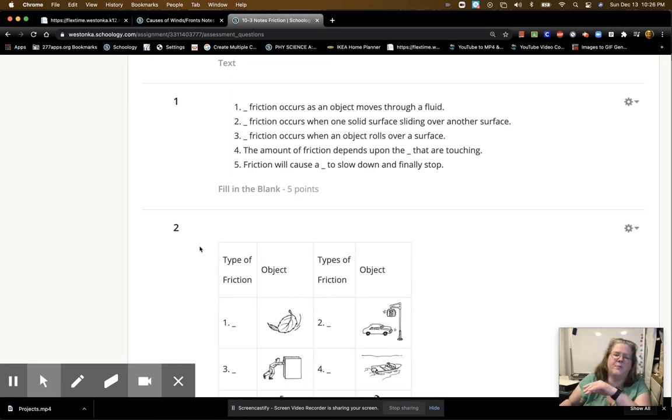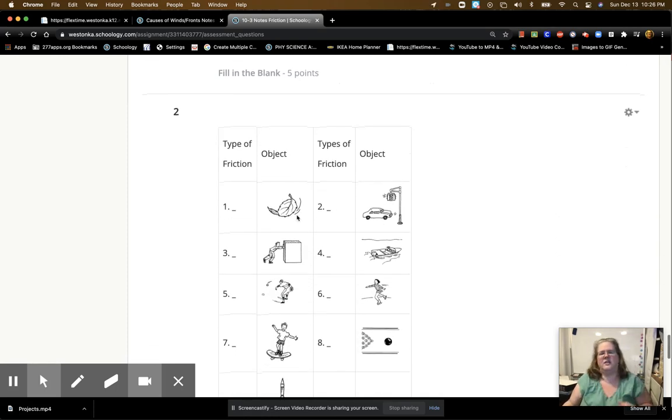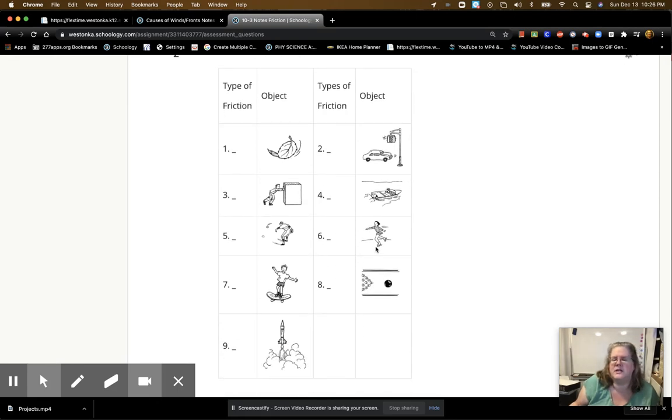So use the options available to you. These are pictures. Again, if you see a swoosh mark, that's indicating motion. So this would be a leaf fluttering through the air. That is fluid friction, right? Car on wheels is going to be a rolling friction. If you're pushing something on a flat surface, that would be sliding friction. This is in the water. This is on skates.